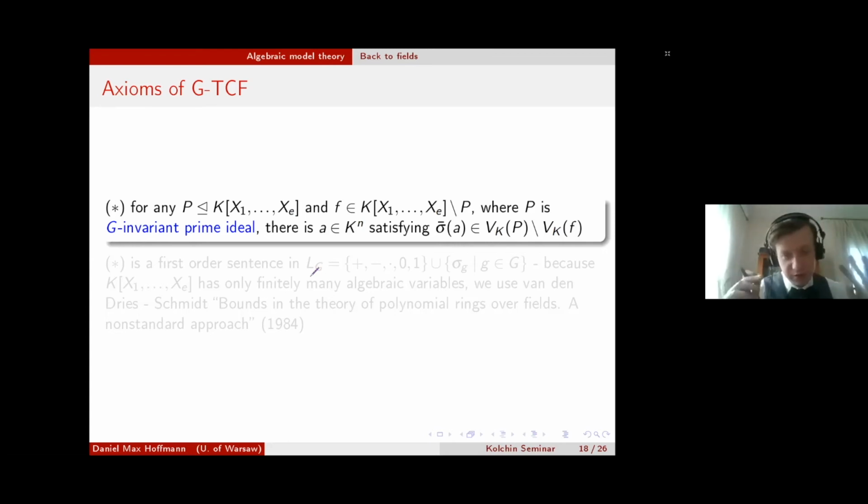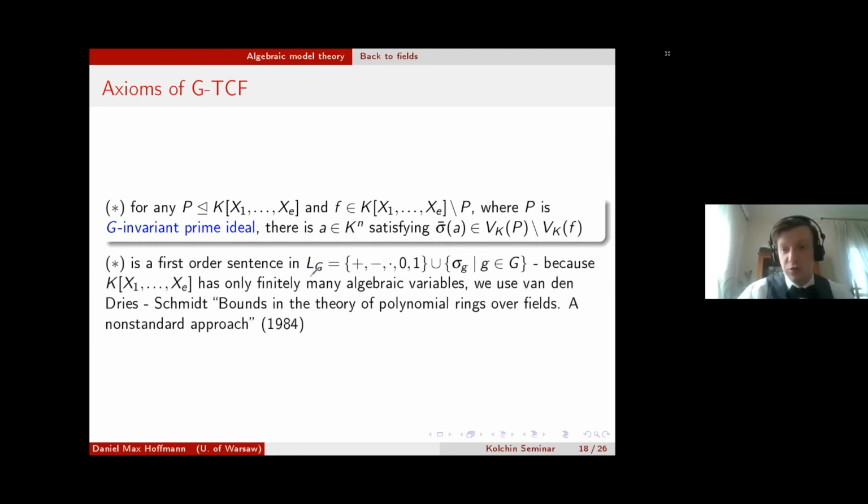So that you can code this in some way. That will be G-invariant. G-invariant means that after action by sigma j, you get again the same ideal P, right? So there are two things you need to check. And to do it, we just use a really nice result from '84 by Van den Dries and Schmidt. It says that there is a bound to check that a finitely generated polynomial ideal in a finite number of variables is prime. There is a bound on the degree of polynomials you need to check.